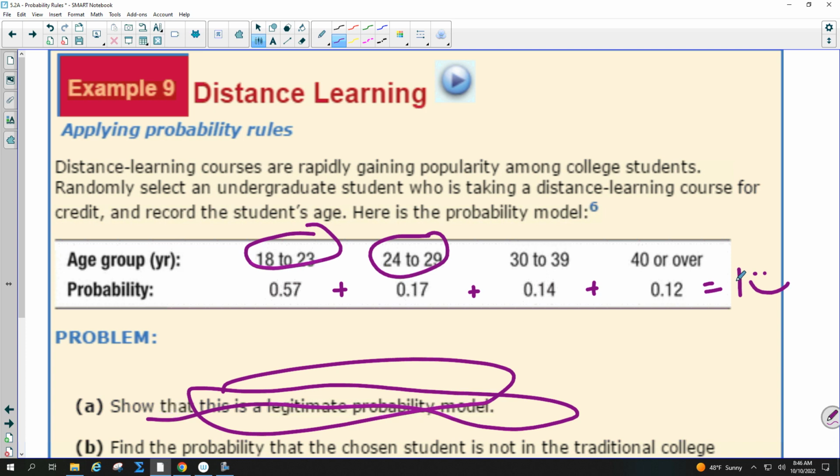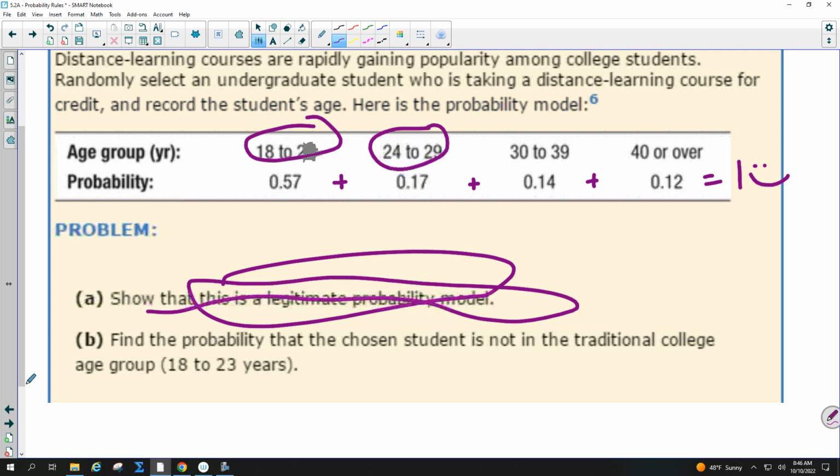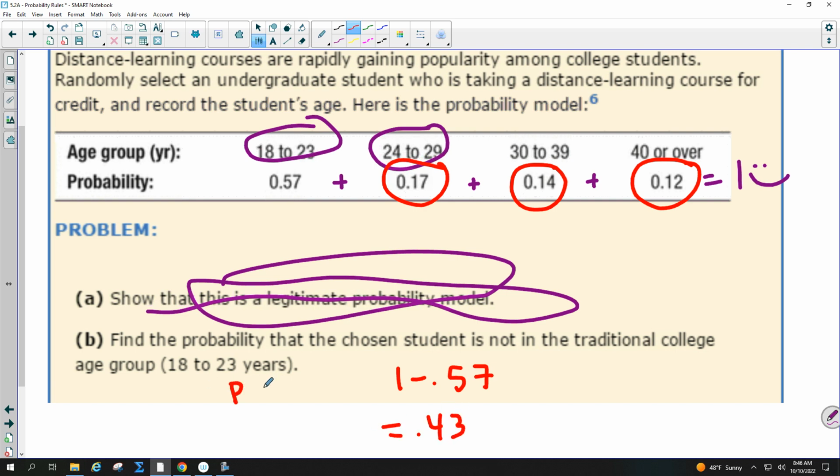B, find the probability that a chosen student is not in the traditional college age group of 18 to 23 years old. So obviously, you guys, there's 2 ways to do this. Not in this age group. You could add up the 3 probabilities, or you could use the complement rule, right, and do 1 minus that probability to get your lovely answer. Now, we probably should do this, by the way, 18 to 23. And you can use the little complement thing if you want, not 18 to 23 years old. Everybody good with that? We probably should show our P-ofs on our homework, okay?